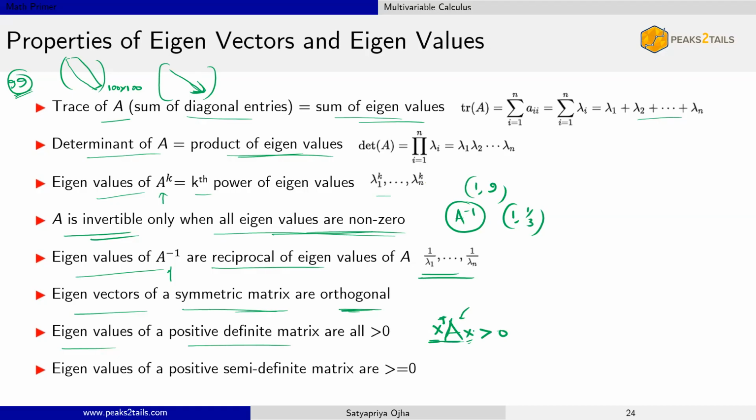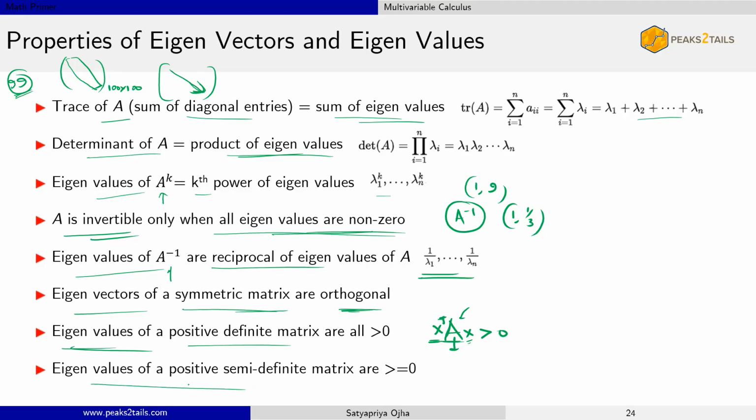Normally, it becomes the square of something plus something, so we prove that it's greater than zero. The easier way to prove this is just take A. If all the eigenvalues are greater than zero, it is a positive definite matrix. That's easy, right? Just calculate all the eigenvalues, and if they're all positive, then the matrix is positive definite.